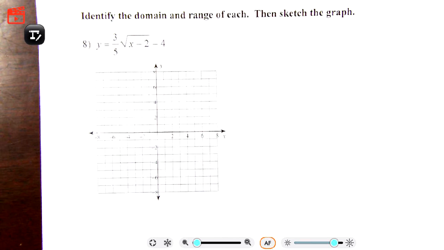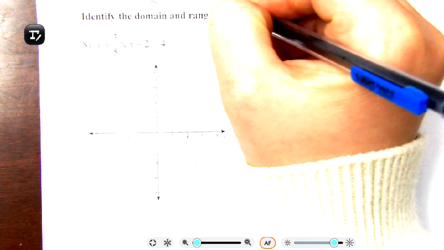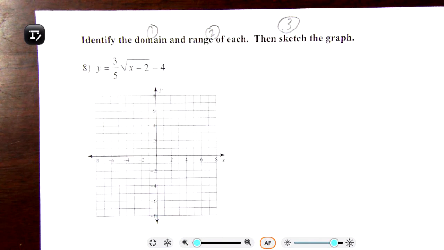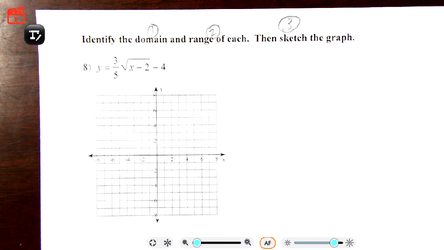All right, number 8, identify the domain and range. So we have identify the domain, identify the range, and then sketch the graph. I'm actually going to do part 3 first. I'm going to sketch, then identify the domain and range because I'm a visual person, so I'd like to see the graph before I start to identify the domain and range.